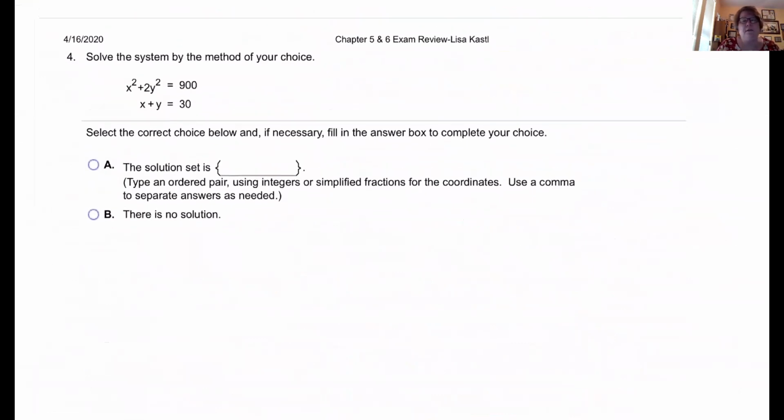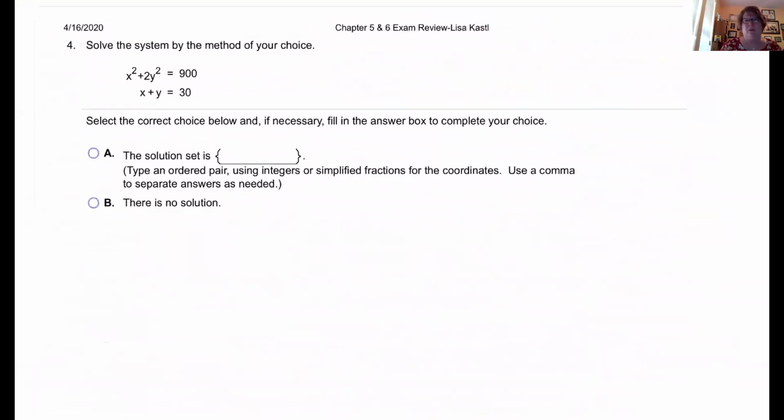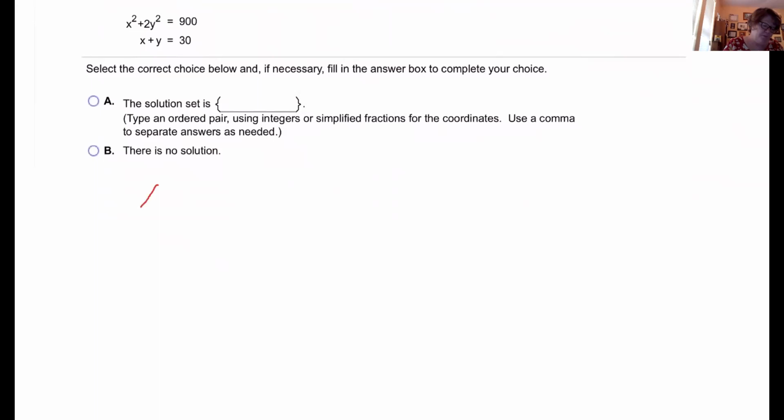All right, I would solve this by substitution. That would definitely be the easiest way to do this. I'm not even sure that you could solve this by addition. That would be more complicated than I want to deal with. The second equation is linear, so it'd be really easy to solve that for X. So that's what I'm going to do. I'm going to subtract Y from both sides.